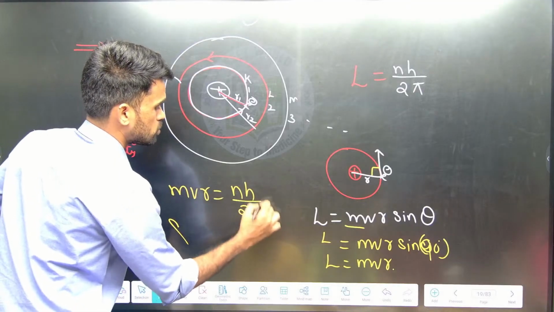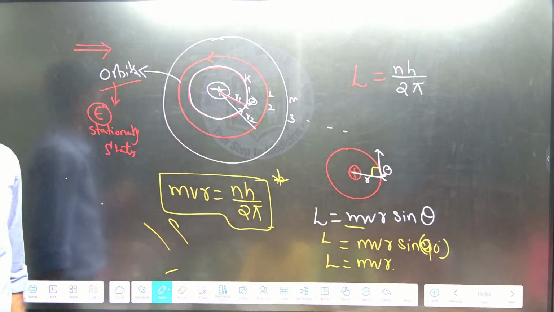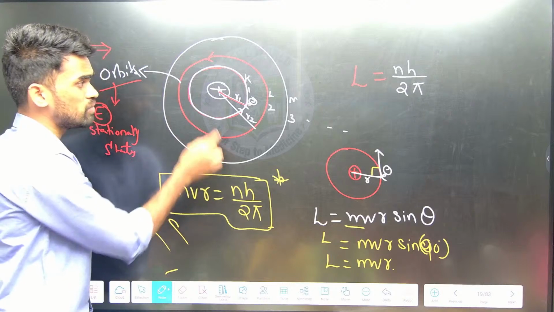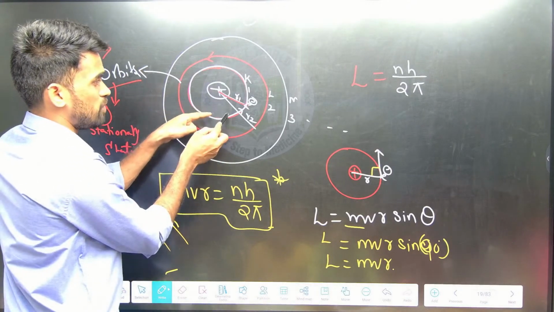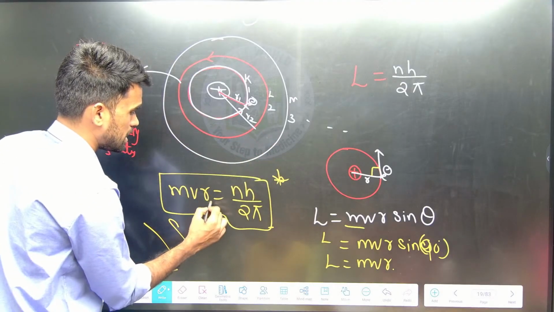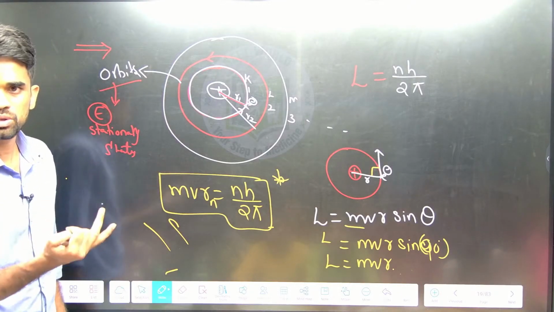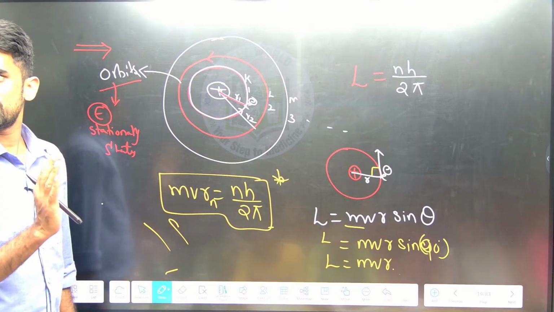This is the most important thing you should remember here: mvr equals nh by 2 pi. Here r means the radius of the orbit in which the electron is present. The electron may be in the first shell, second shell, third shell, so I am generalizing it as mvr_n. n indicates the shell number: it can be 1, 2, 3, but it cannot be 0. Is this clear to everyone?